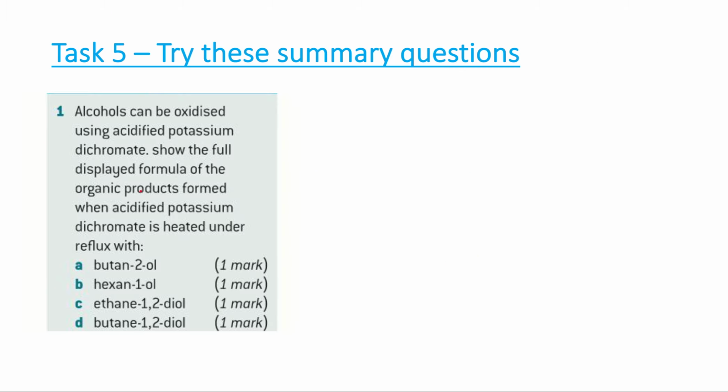Okay, next one. So it says alcohols can be oxidized using acidified potassium dichromate. Show the full displayed formula of the organic products formed when acidified potassium dichromate is heated under reflux with these alcohols. So butan-2-ol is, the first thing you need to identify is what type of alcohol it is. It might help to draw it out, and if you draw it out, you should see that it's a secondary alcohol. Secondary alcohols form the corresponding ketone. So butan-2-ol will form butan-2-one.